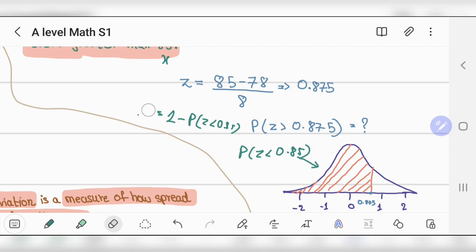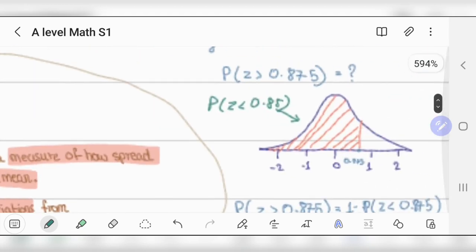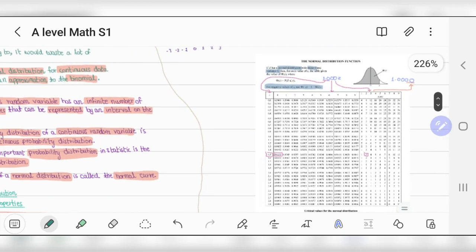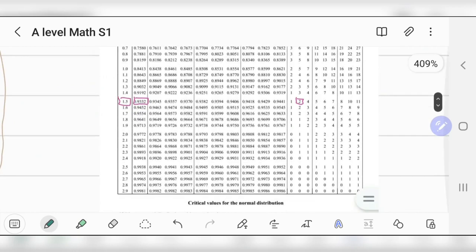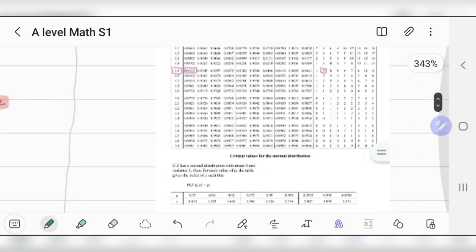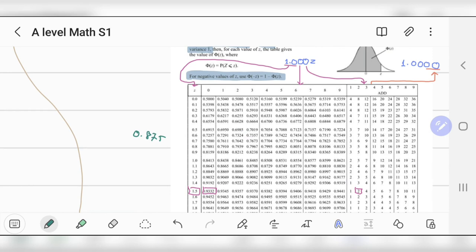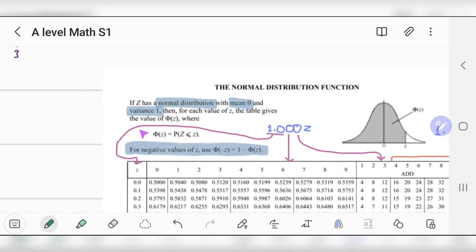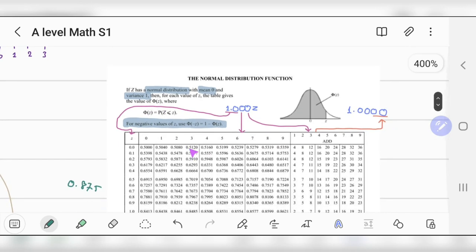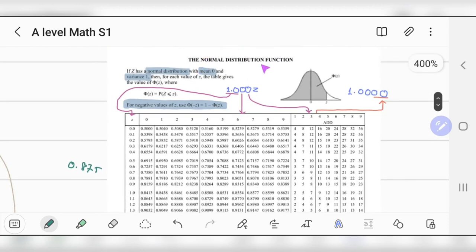It's very simple, the same thing as I've done so many times with probability, binomial and geometric. First of all, we're going to find the probability that z is less than 0.875. How to find this? We will use this table. This is the table that we're going to use. So let me write it down, 0.875. These are all the z-scores, and we are converting them into probabilities, starting from 0 to 1. So for z less than this, you get the probability by using the normal distribution function table.